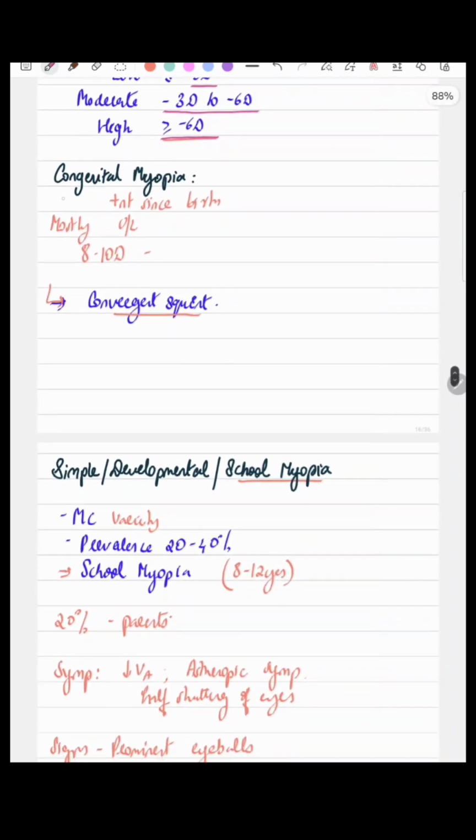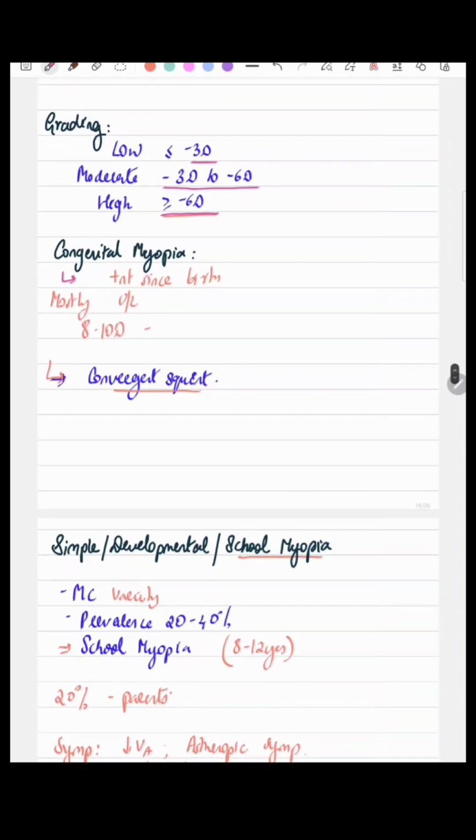Congenital myopia is present since birth. Now myopia can be congenital myopia, simple or developmental myopia. Congenital myopia is present since birth.